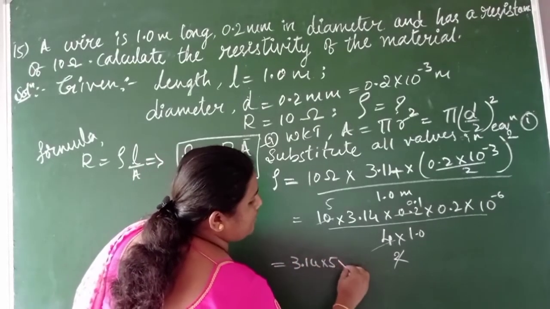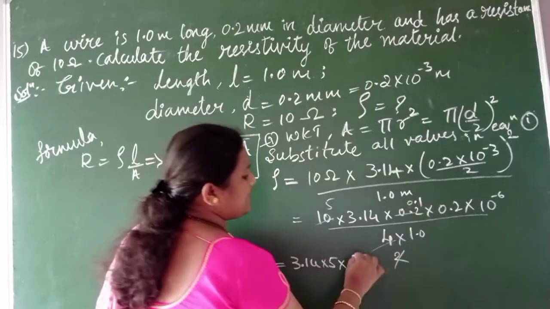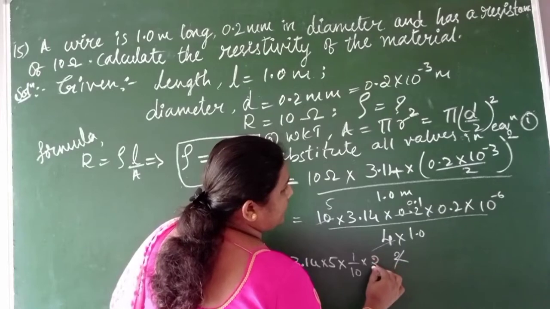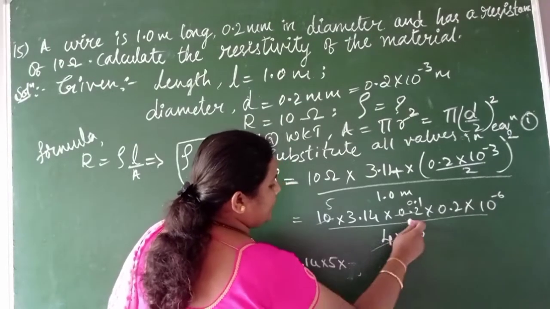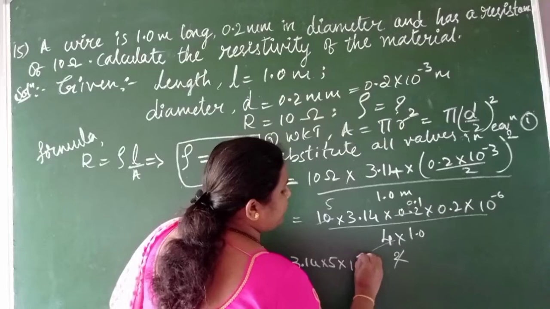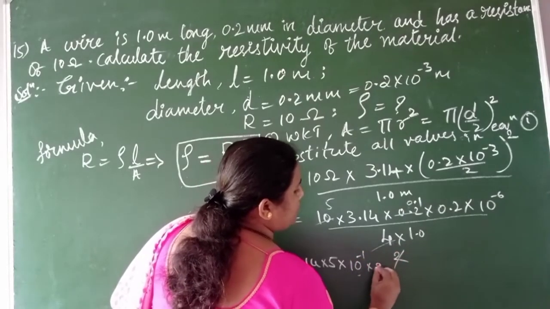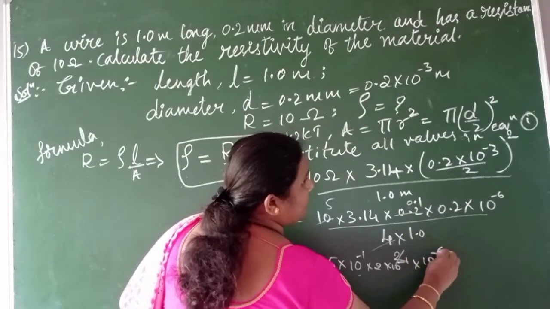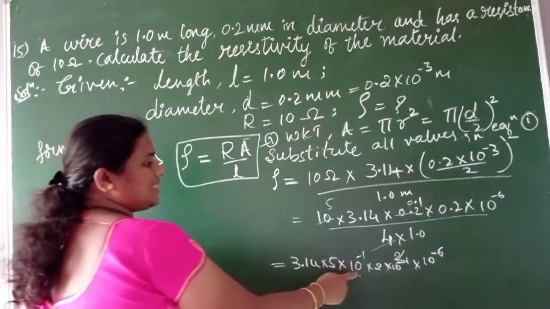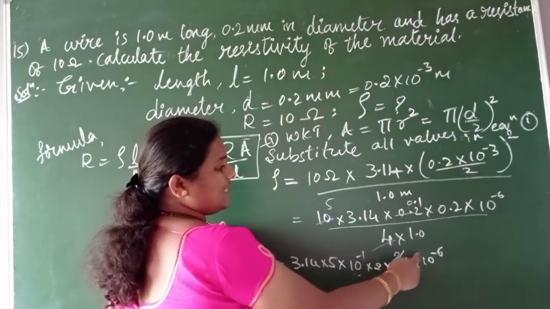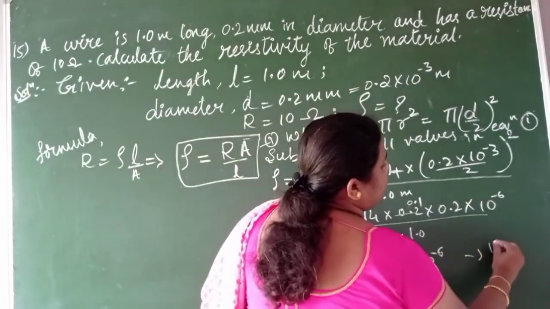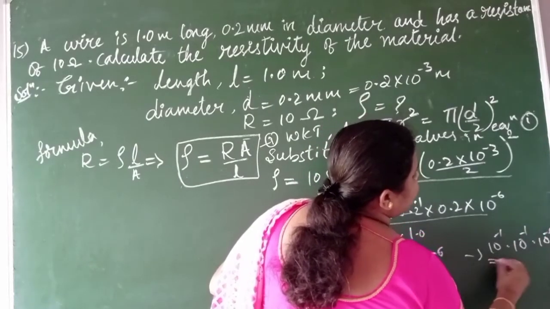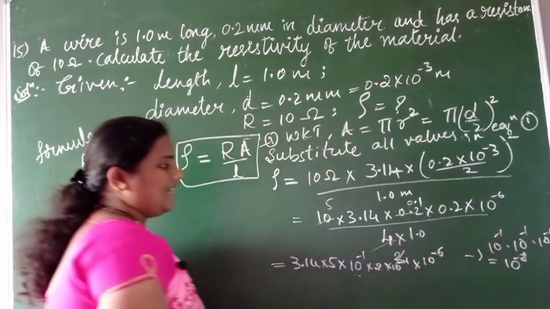3.14 into 5, isn't it? Then 0.1 is nothing but 1 divided by 10, into 0.2, that is 2 divided by 10. Or else you can write this as 10 to the power of minus 1 into 2 into 10 to the power of minus 1 into 10 to the power of minus 6. So this 10 to the power of minus 1, this and also this, that is 10 to the power of minus 1 into 10 to the power of minus 1 into 10 to the power of minus 6 is nothing but 10 to the power of minus 8.